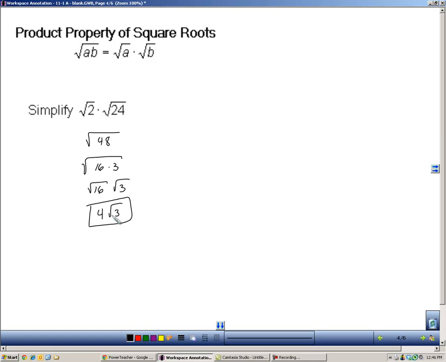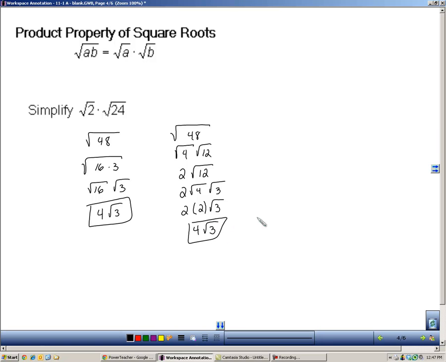Now, to me, that's the easiest way to do it because 16 is the biggest perfect square. If you didn't recognize that, you could have taken square root of 48 and broken it up by dividing it by 4 and making this square root of 4 times the square root of 12. Square root of 4 is 2, but you'd also have to recognize that there's another perfect square factor inside of 12. You'd have to recognize that this would be square root of 4 times the square root of 3. And the square root of 4 again is 2, and then we can multiply 2 times 2, and we get 4 square root of 3 anyway.